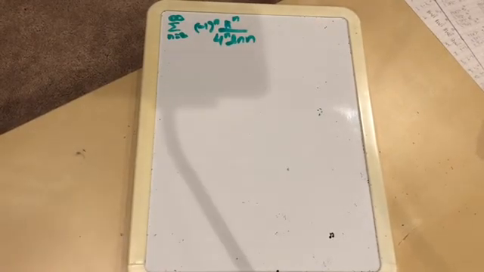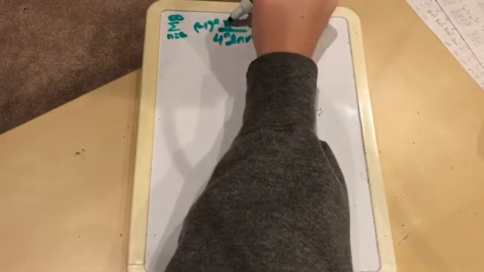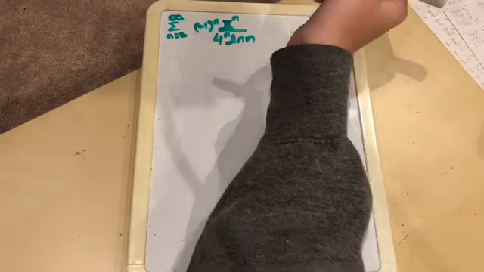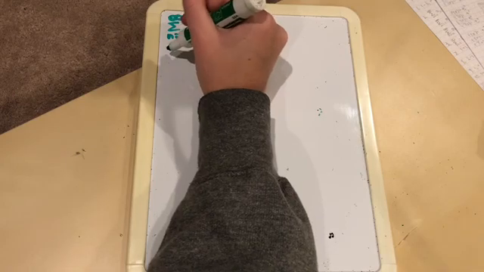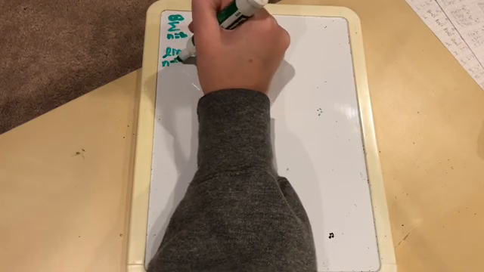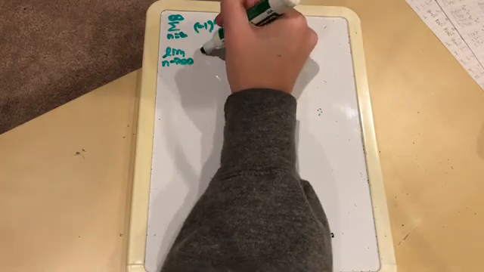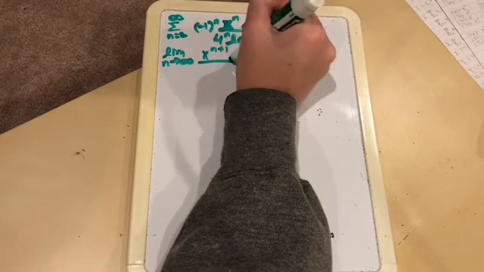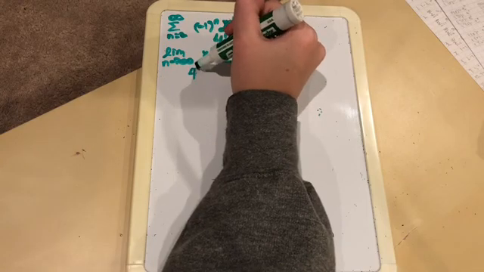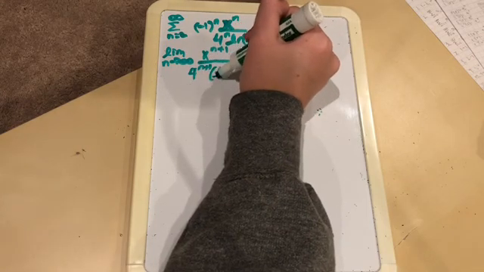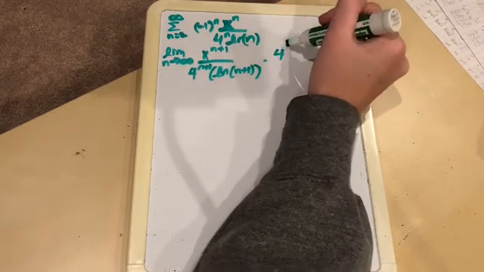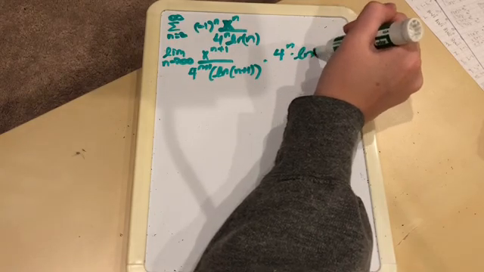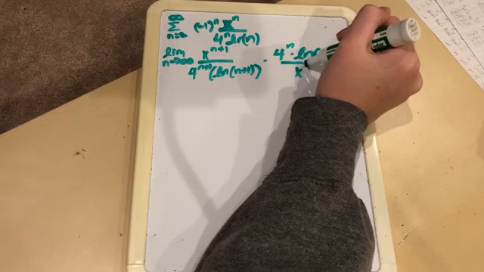Okay, we are going to a second example, which is the series -1 to the n times x to the n all over 4 to the n times the ln of n. So we'll start by applying the ratio test like we did before. So this is the limit as n approaches infinity of x to the n plus 1 all over 4 to the n plus 1 times the ln of n plus 1 times 4 to the n times ln of n over x to the n.